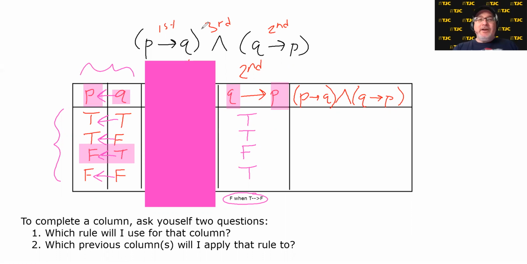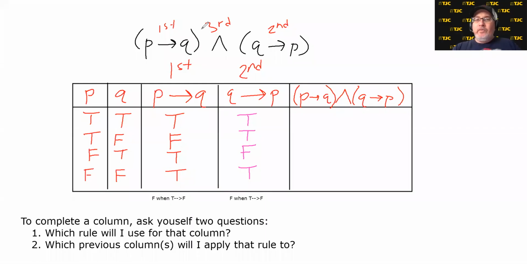All right, let's clean this up. All right, and now let's figure out the last column. For the last column, we'll put it in blue just so it looks a little bit different. All right, so for the third and final column, we're going to do the same thing as we did before. We're going to ask ourselves 2 questions. Which rule are we going to use? And what are the previous columns that I will apply that rule to? Well, let's see.